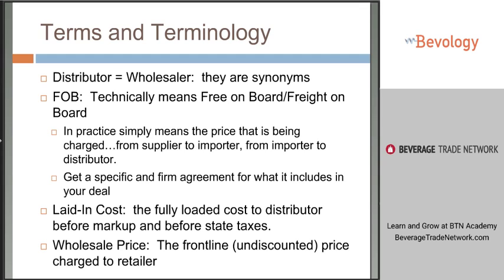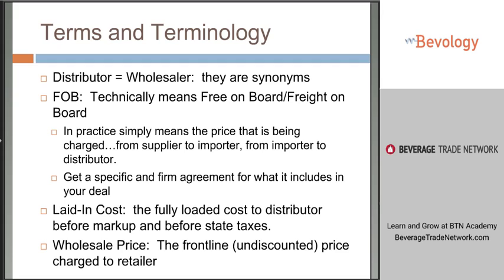We talk about the laid-in cost, and by that we mean the fully loaded cost to the distributor before markup and before sales taxes. And you'll see that very clearly on the spreadsheet. And then lastly, the wholesale price is what we call the front line, or an undiscounted price that is charged to the retailer. And then on that, a distributor may use depletion allowances or other ways, floor stock adjustments, to adjust the price, and help the retailer adjust the price.